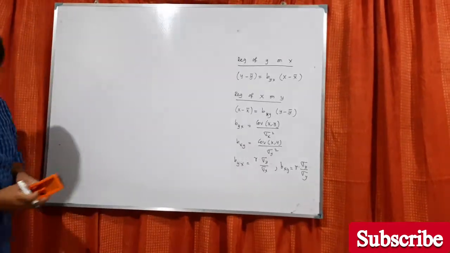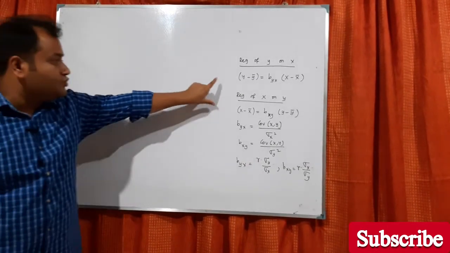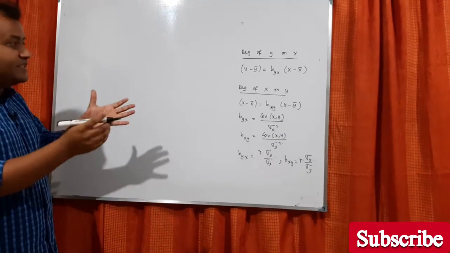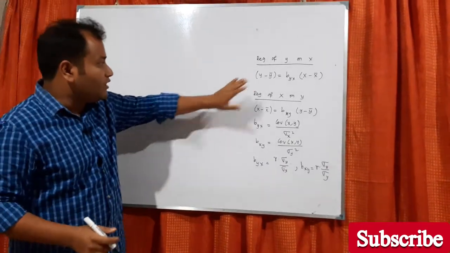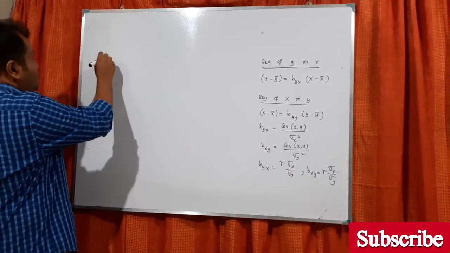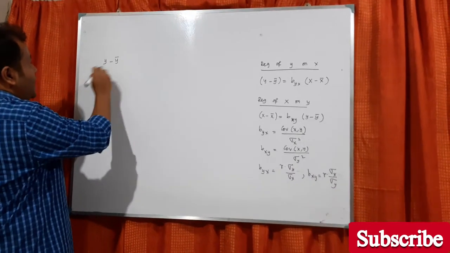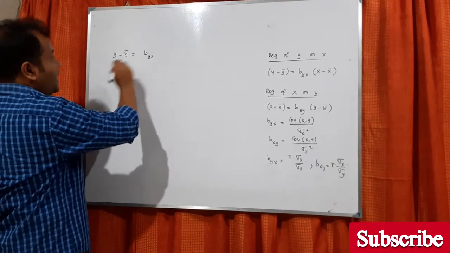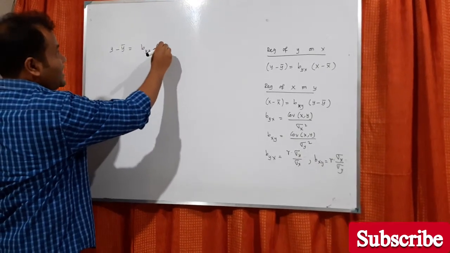Now there is something important about these two equations. So today's session is based on some fact. Okay, so look into the first equation: y minus y bar equals byx times x minus x bar.